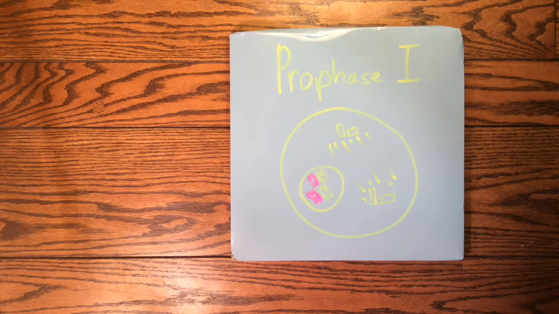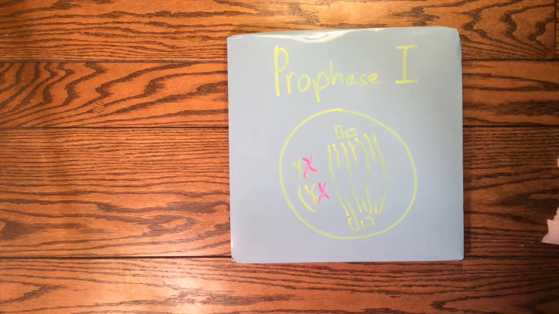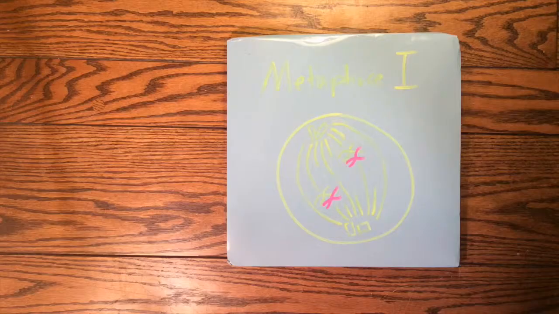As prophase 1 begins to finish, the spindle forms, chromosomes coil up more, and are moved towards the center of the cell. Metaphase 1. The homologous chromosomes are aligned in the middle of the cell and are held in place by the centrosomes.